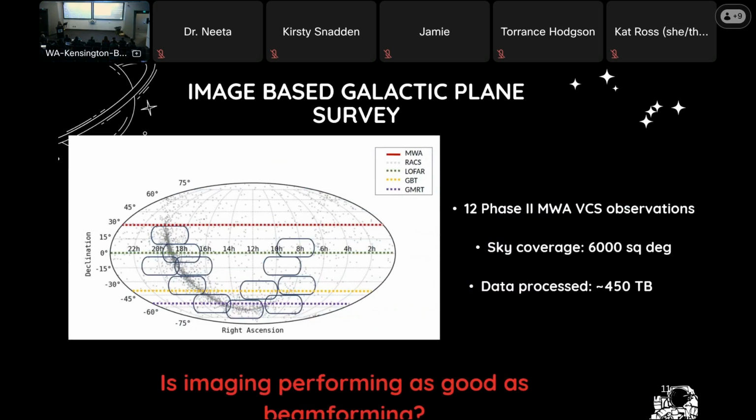So taking all of that, we wanted to do an image-based galactic plane survey using the MWA VCS data, and we chose 12 observations that covered the majority of the galactic plane. There were 12 MWA Phase 2 extended observations with a sky coverage of about 6,000 square degrees, and the total amount of data that was processed as part of this pilot project was about 450 terabytes of legacy MWA VCS data. One of the questions that we were aiming to answer, focusing on the galactic plane, is: is image-based pulsar detection performing as well as periodicity or beamformed searches?